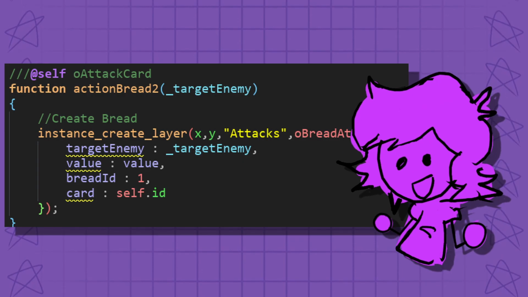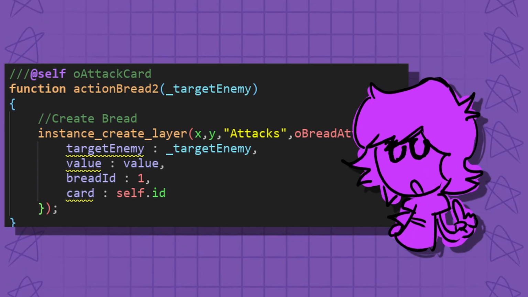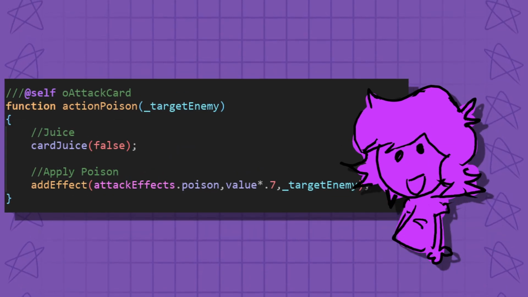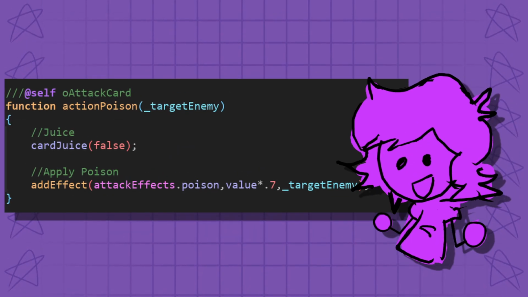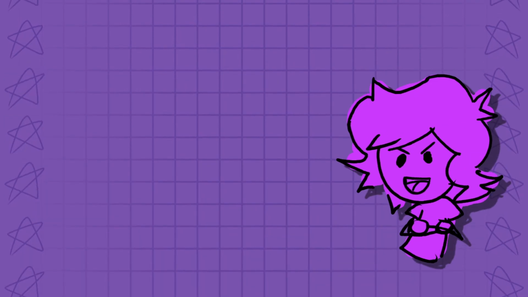For its action, instead of having a player bread action and an enemy bread action, it's just one bread action. All the functions that perform an action have one argument, a target enemy argument. In here, you can pretty much add anything. There's even some built-in functions to make the card have a juice or even shake. And with the target enemy variable, you can make attacks that either target the player or the enemy. And with these steps, we've added in a new card.